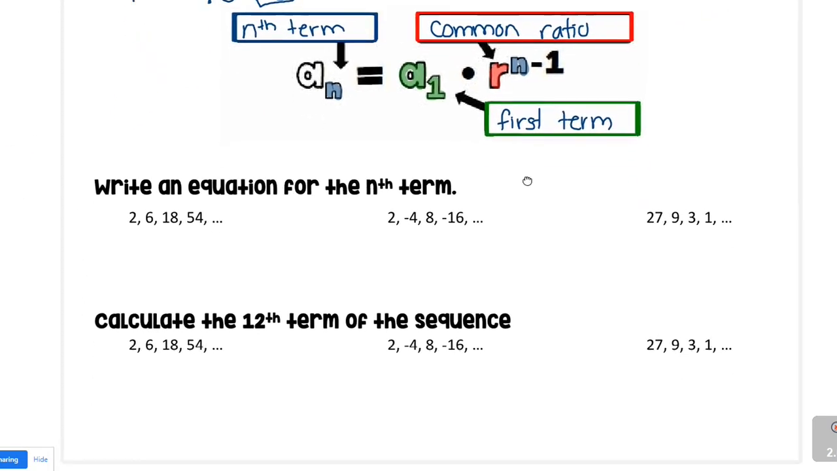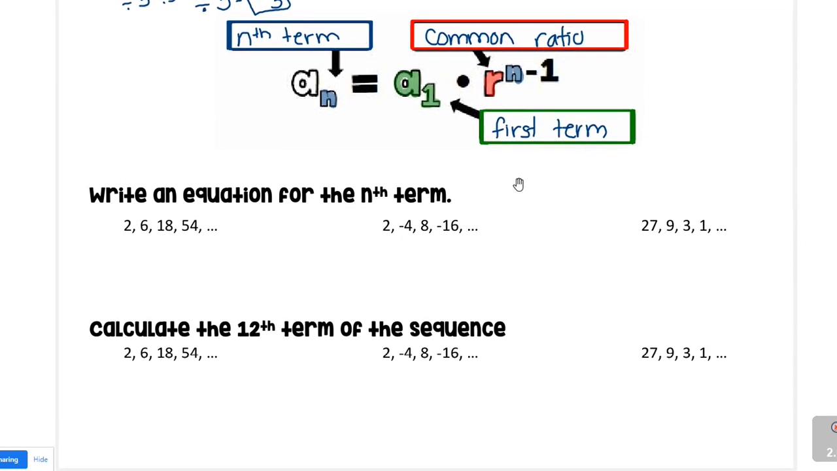So let's look at just writing the equation for the nth term. Our equation here will have n in it still. So we need to know our first term, A sub 1. Our first term in the sequence is 2, the very first one. Our R, our common ratio: how do we go from one to the other? 2 to 6, 6 to 18, 18 to 54. We are multiplying by 3 each time.